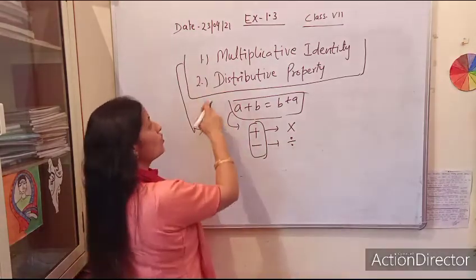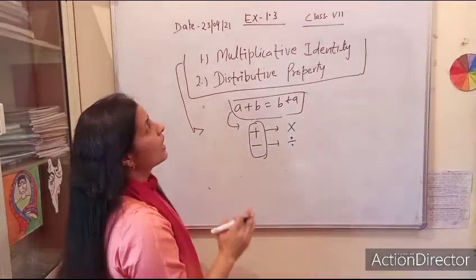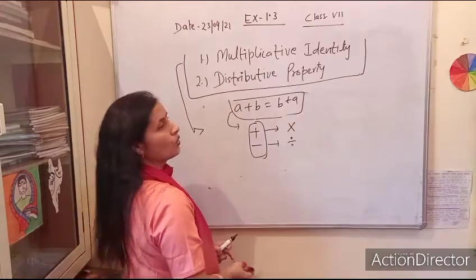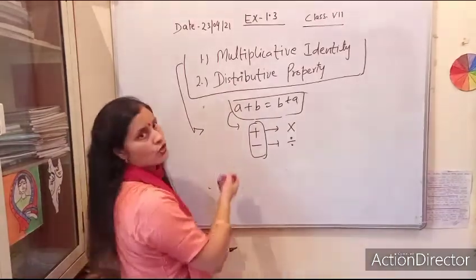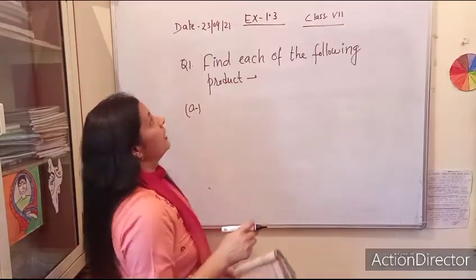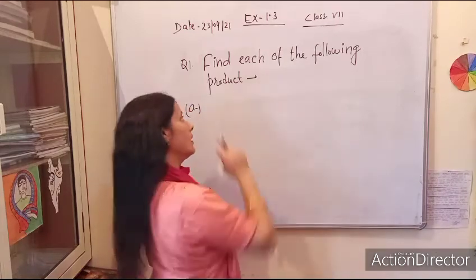So there are two new properties, which we have discussed. Now we are going to solve an exercise based on these properties. You can note them down or pause the video. Now exercise 1.3's first question is: find each of the following products.